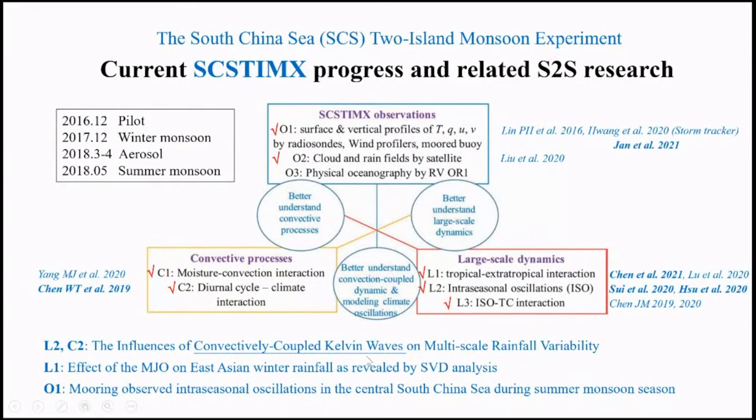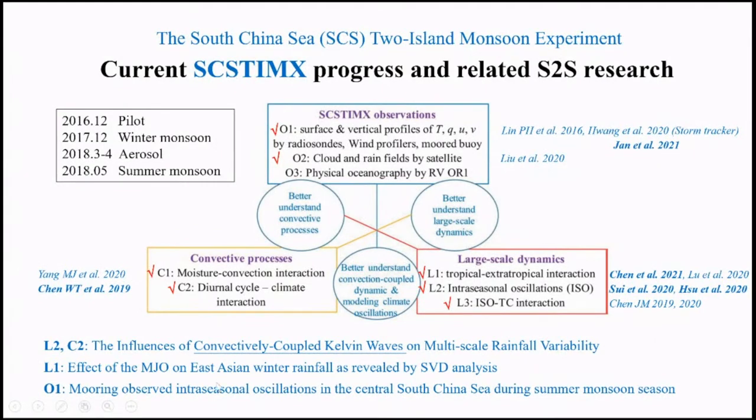Okay, so for today's talk, I'm going to talk about three subjects, which cover the objectives. The large-scale to convective-scale topic is the influences of convectively coupled Kelvin waves on multi-scale rainfall variability. This research is reported by Wei-Ting Chen and myself, and we also carried out a modeling study with the MPAS global model, authored by Xu Lihuan and colleagues.